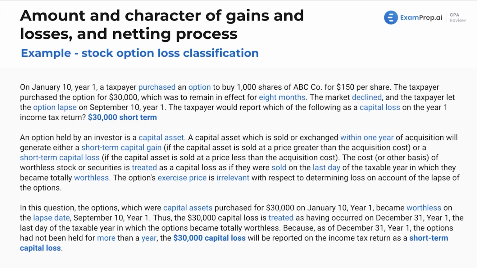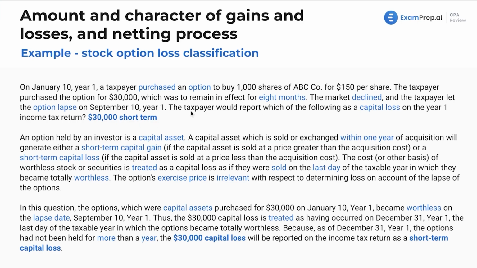All right, let's see an example here on stock option loss classification. On January 10th, year 1, a taxpayer purchased an option to buy 1,000 shares of ABC Co. for $150 per share. The taxpayer purchased the option for $30,000, which was to remain in effect for 8 months. However, unfortunately, the market declined and the taxpayer let the option lapse on September 10th, year 1. The taxpayer would report which of the following as a capital loss on the year 1 income tax return, and that is going to be a $30,000 short-term loss.